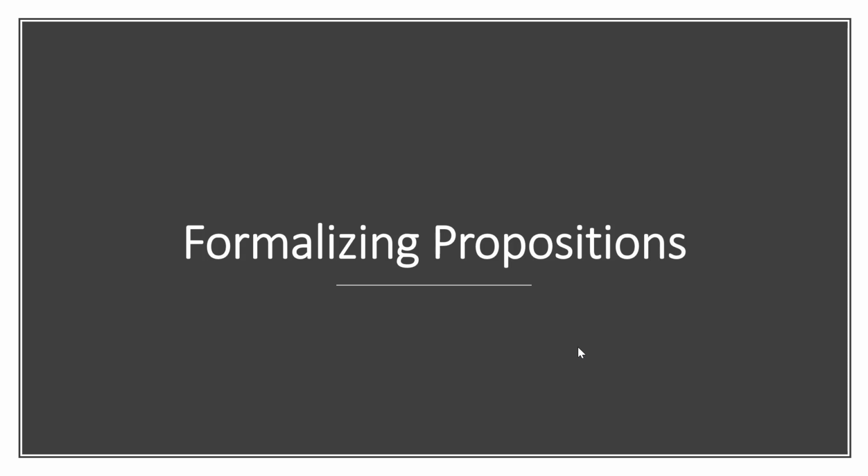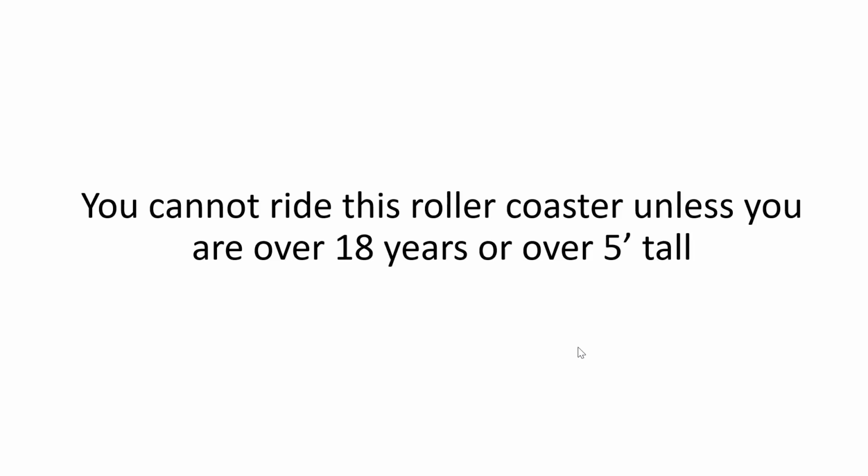Formalizing propositions. Suppose we want to think about formalizing propositions that are presented to us in English sentences. For instance, this one says, you cannot ride the roller coaster unless you are over 18 years, over 5 feet tall. This can be quite confusing. There's a word called unless, and there are conditions over 18 and over 5. So the statement can be confusing.